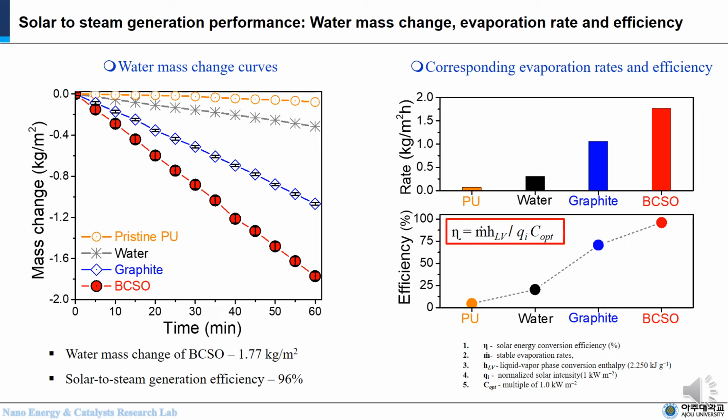Q_I is the normalized solar intensity, that is 1 kilowatt per meter square, and C_opt is the multiple of solar illumination. The efficiency of BCSO was calculated to be 96.1%, which is 5 times and 1.4 times higher than that of bulk water and graphite evaporation efficiencies respectively.